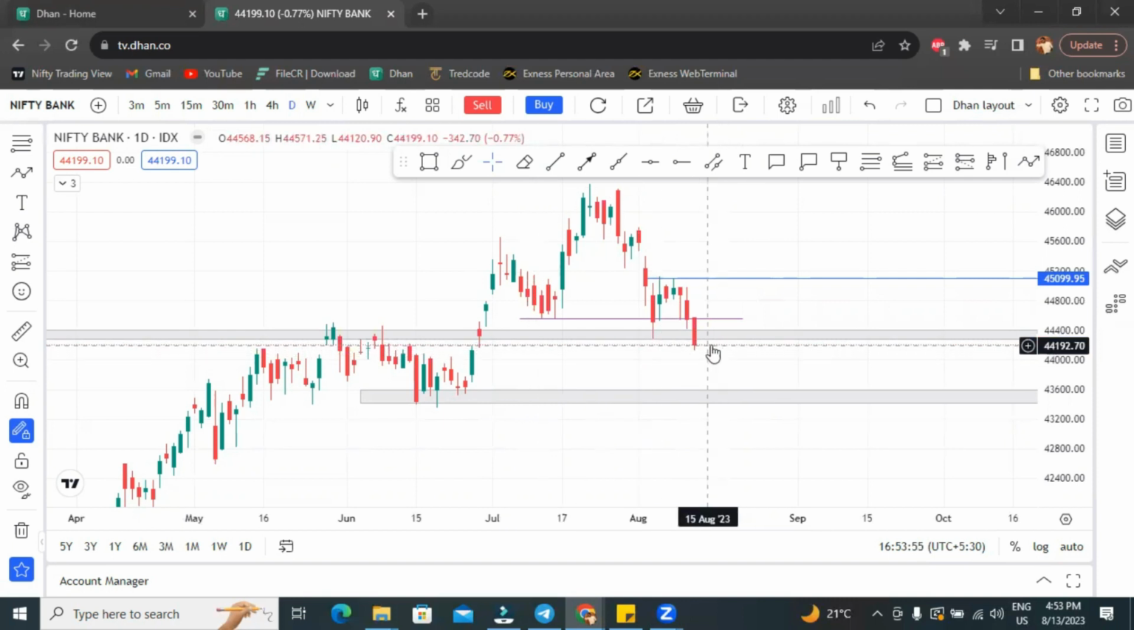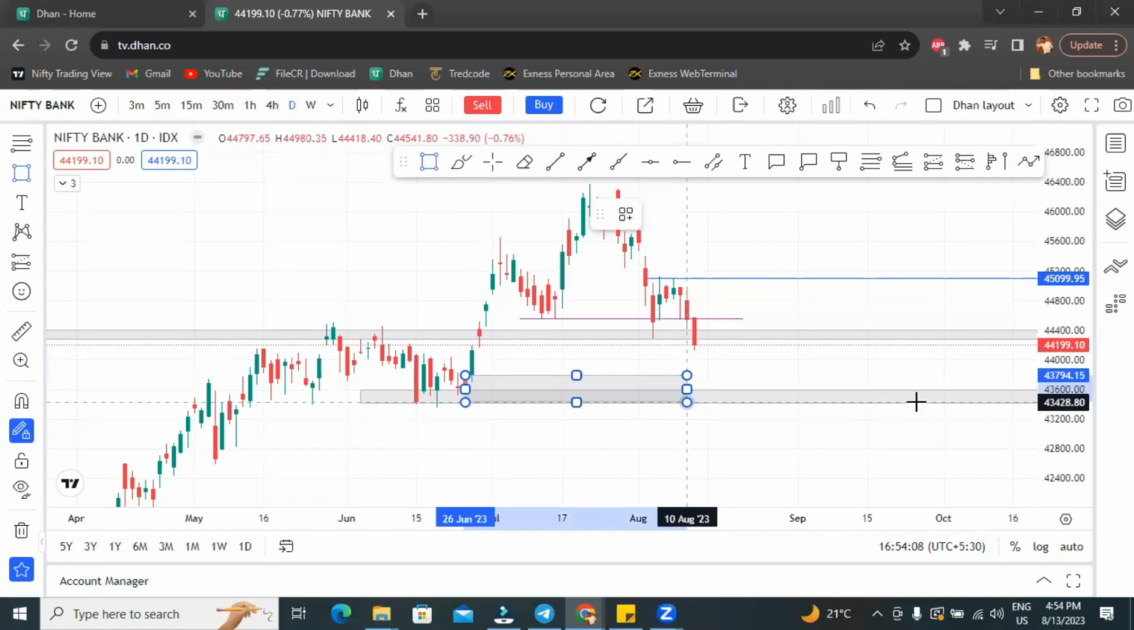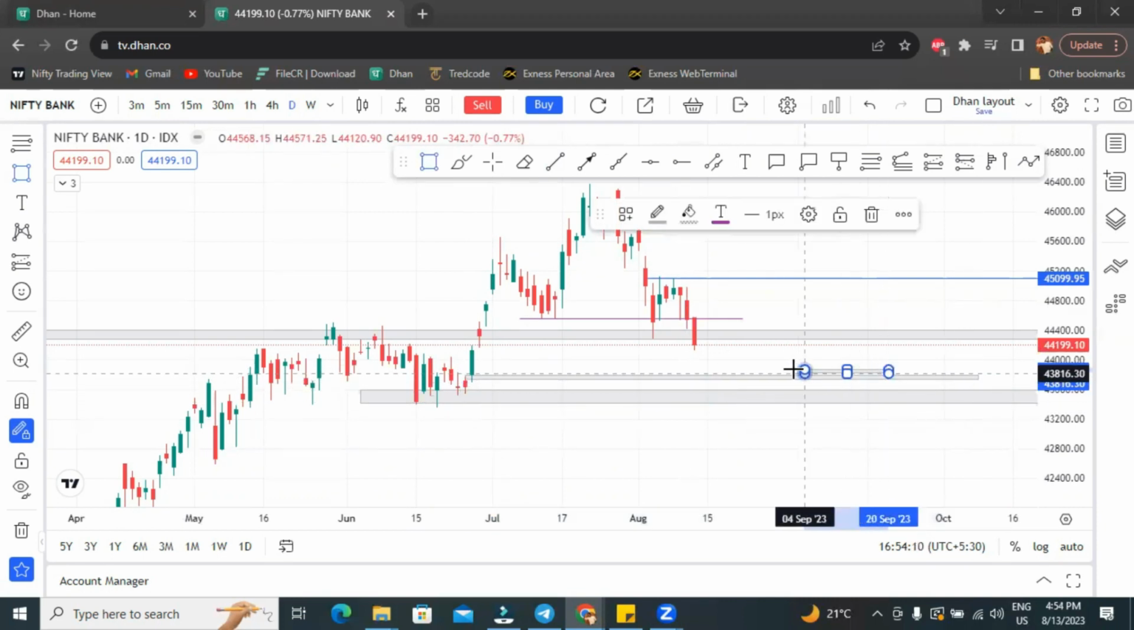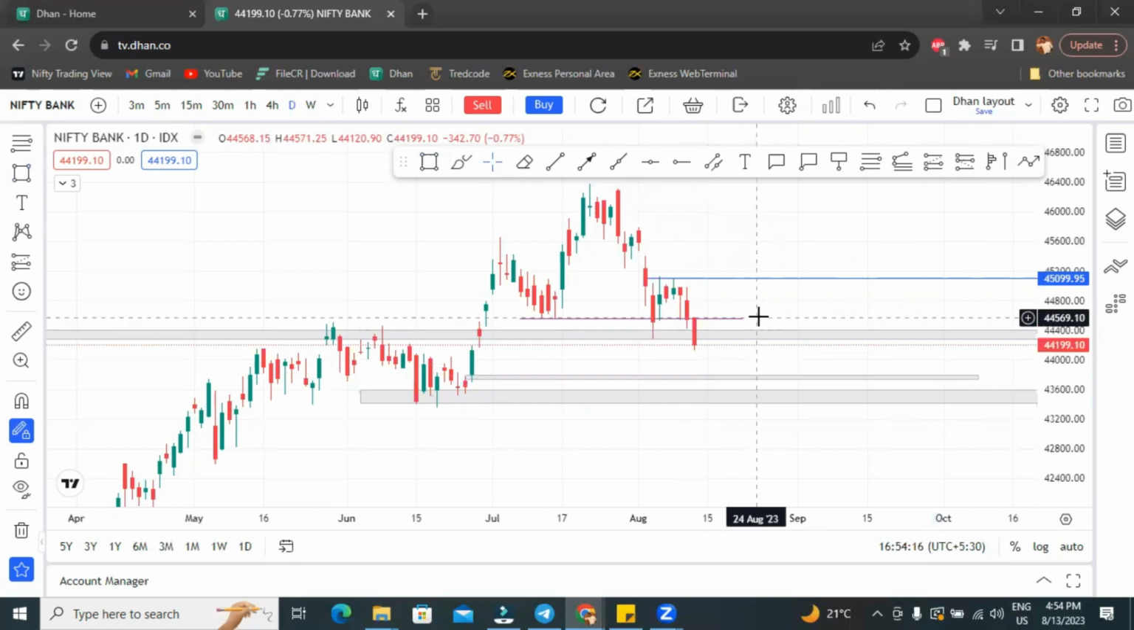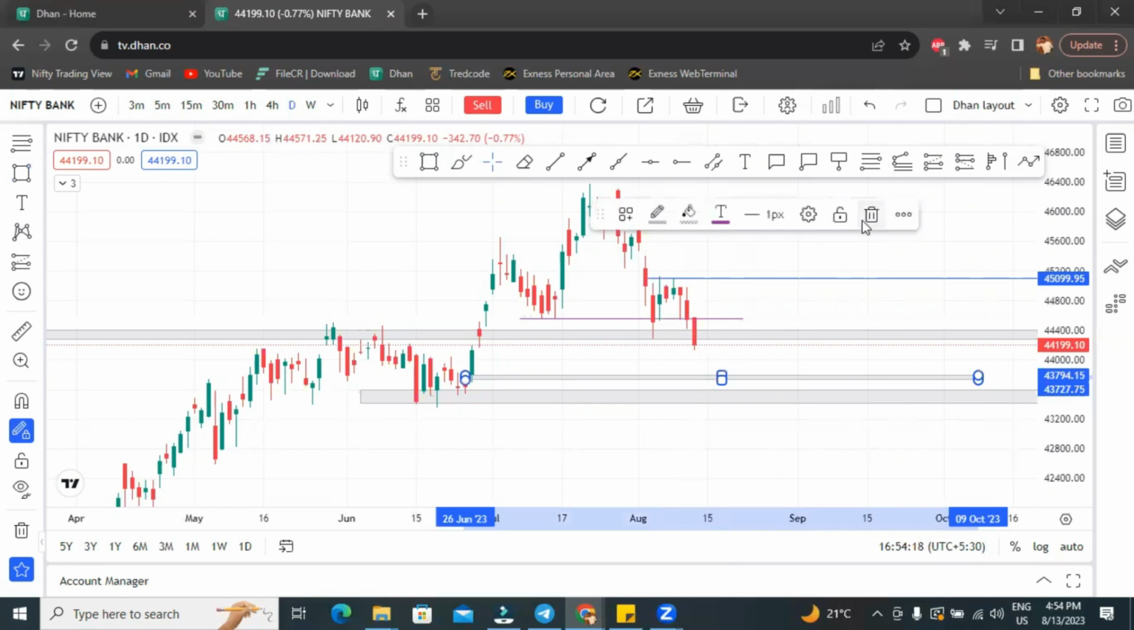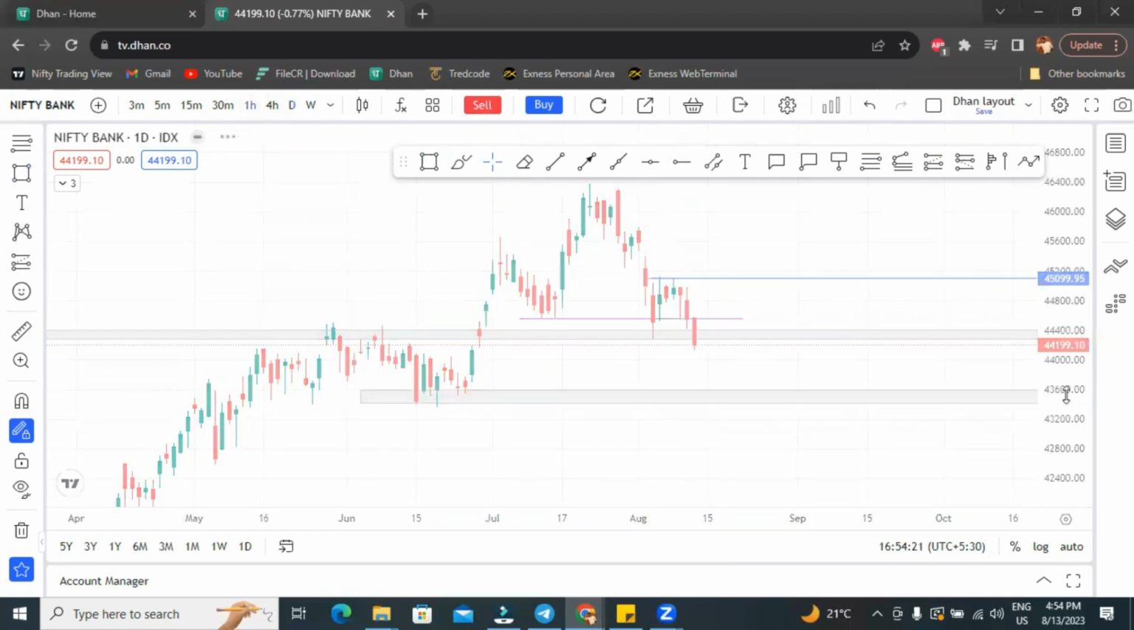Now, if it opens flat or gap down, then there is a high probability that it will test the next support area, which is the 43,600 to 43,500 region. From here onwards, we can see a very huge bullish momentum, right? This is our demand area. If it shows any bullish nature over here, then we can plan a pullback trade from here till the 44,400 to 44,500 regions.